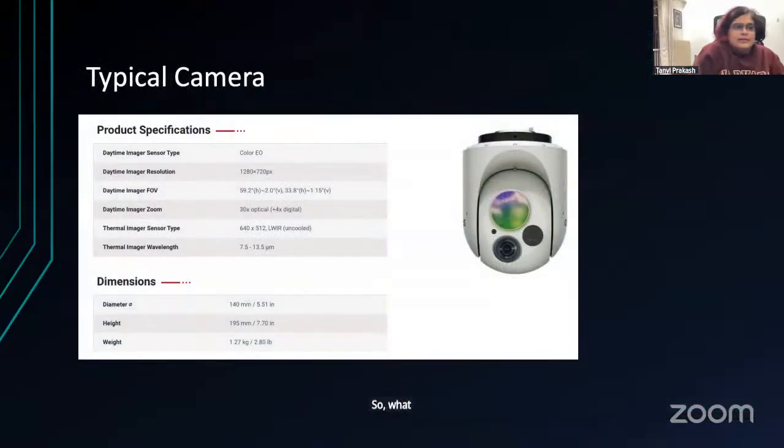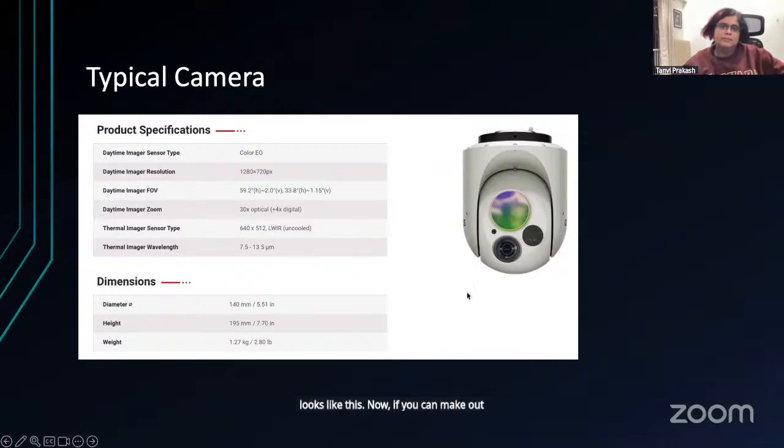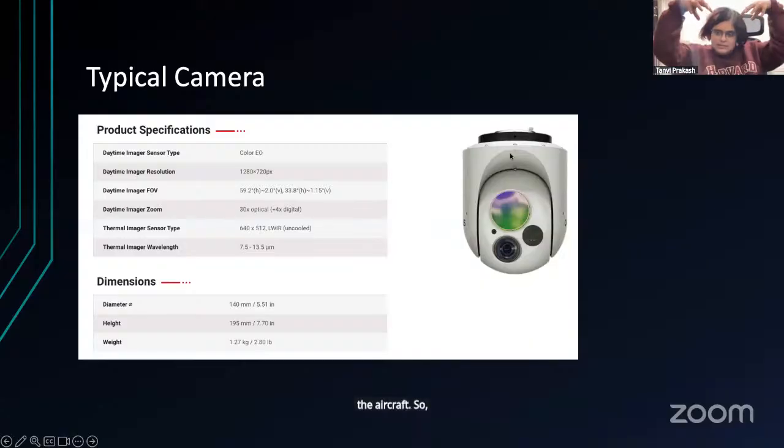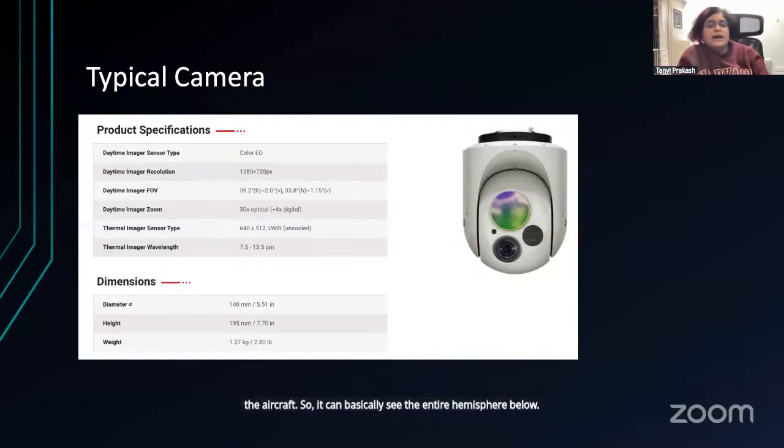So what does it really look like in reality? Something like this. A typical camera of the weight class similar to what is on the Thar UAV looks like this. Now, if you can make out, this camera has one axis, the horizontal axis. So this is basically the tilt axis. And then you have a vertical axis, which is the pan axis. So this is how the UAV is mounted, above this. This is mounted on the belly of the aircraft. So it can basically see the entire hemisphere below.